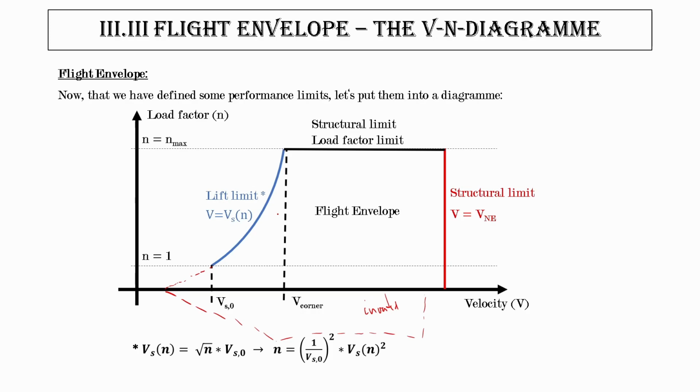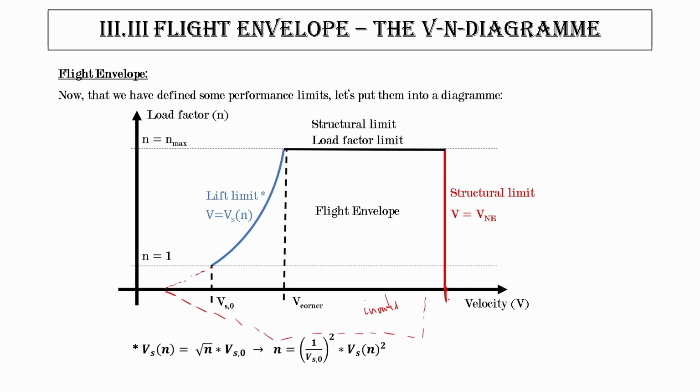So what have we established in the last video? Obviously we have a structural limit at our never exceed speed, because if we go over our never exceed speed, we could risk structural damage to the aircraft.